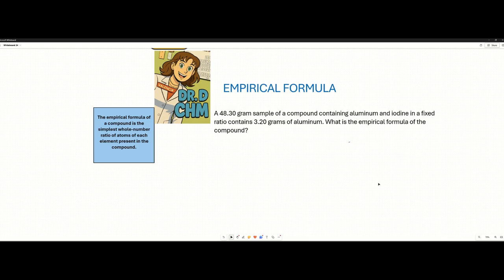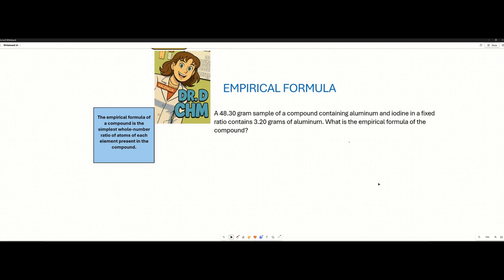Number ratio of atoms of each element present in the compound. Remember that, right? So here we have a problem. I have a 48.30 gram sample of a compound containing aluminum and iodine, in a fixed ratio, and it contains 3.20 grams of aluminum. What is the empirical formula for the compound?